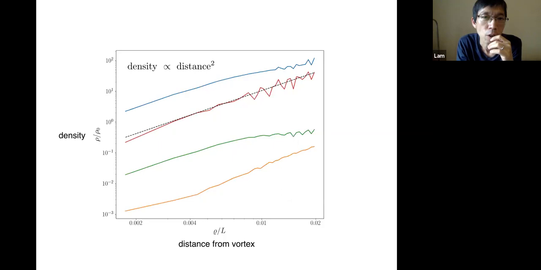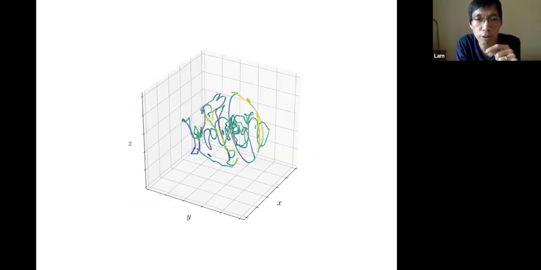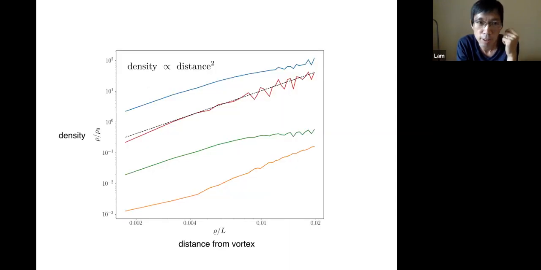So sorry, we did a few checks. So let me go through some checks, right? Because I showed you by the Taylor expansion argument, the density around these vortex rings should go like R squared. So we can check that. This is basically a few vortices. We plot the density as a function of separation from the vortex. And indeed, approximately, it goes like distance squared.